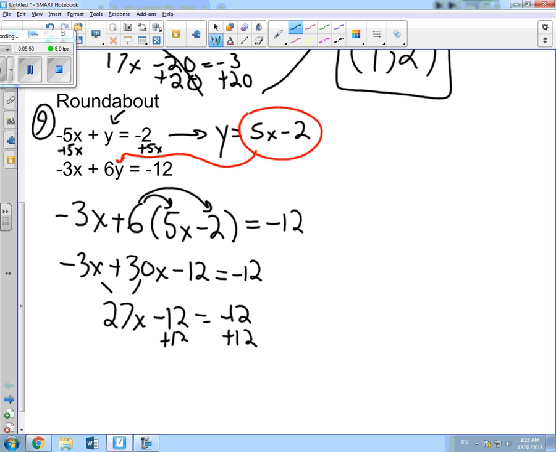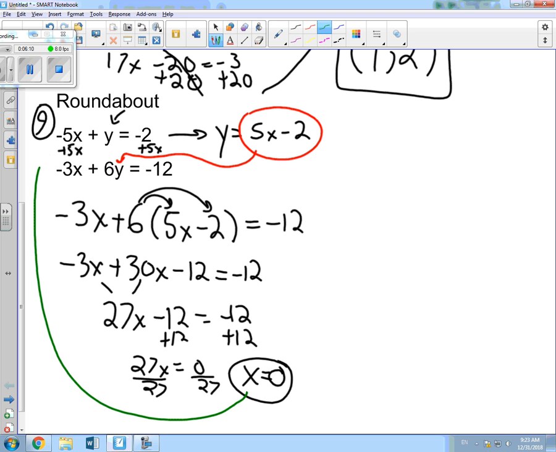And purposely I picked this one to show something. 27x equals 0. Divided by 27, divided by 27. It's okay that x equals 0. That is just a number. You could just use that, and that's no problem. So now I have x equals 0.